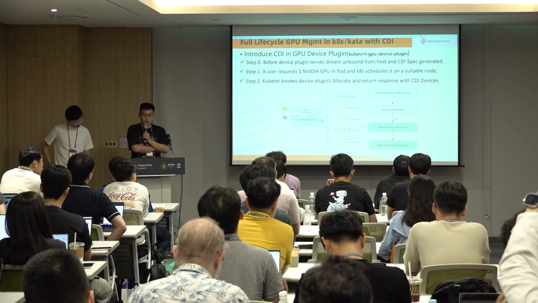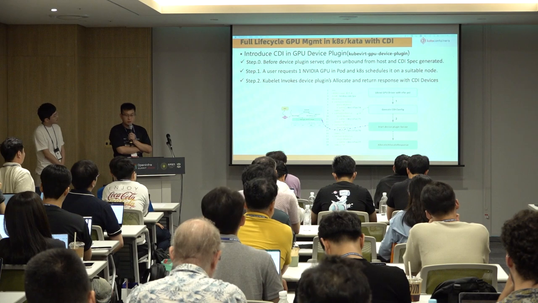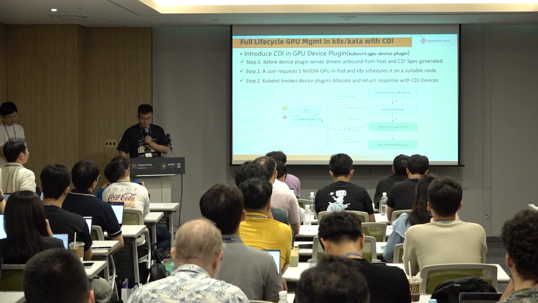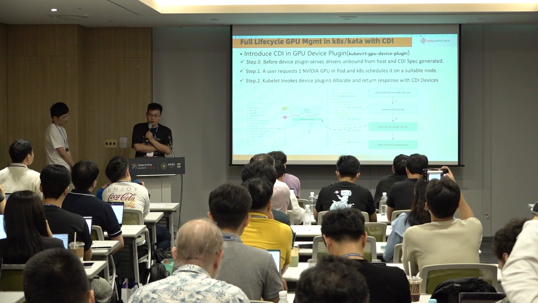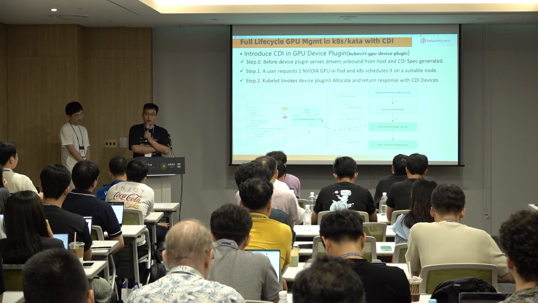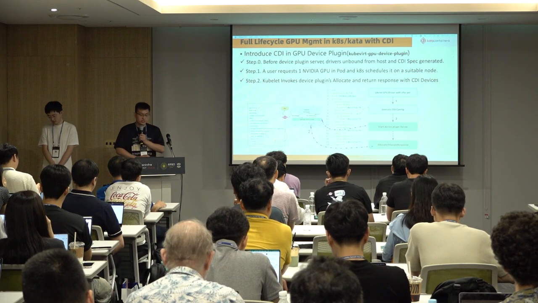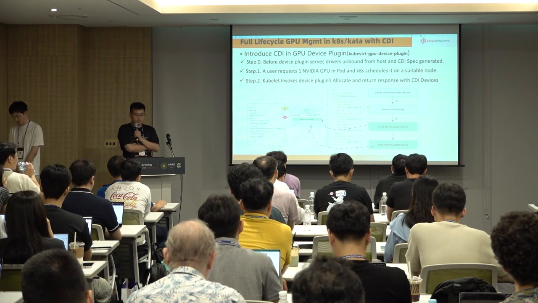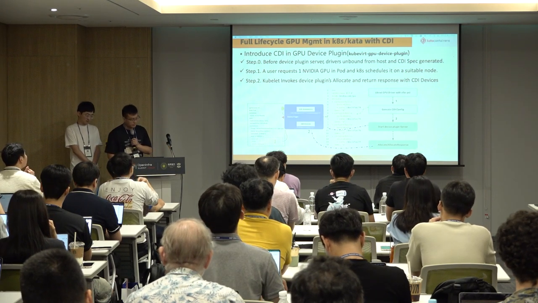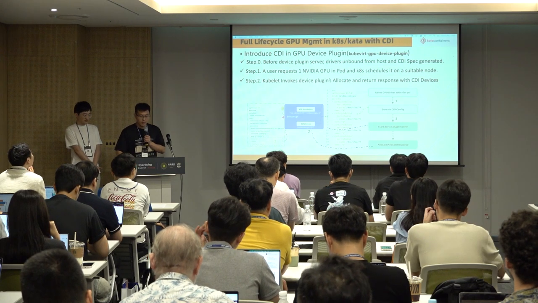And then when a user requests one GPU for a pod, Kubernetes will schedule it on a suitable node. The kubelet on the node will delegate allocation to the device plugin. The device plugin will select suitable GPUs and return an allocate response with a list of CDI devices associated with the IOMMU group of the GPUs assigned to the containers. And the CDI devices will be forwarded to the next runtime.